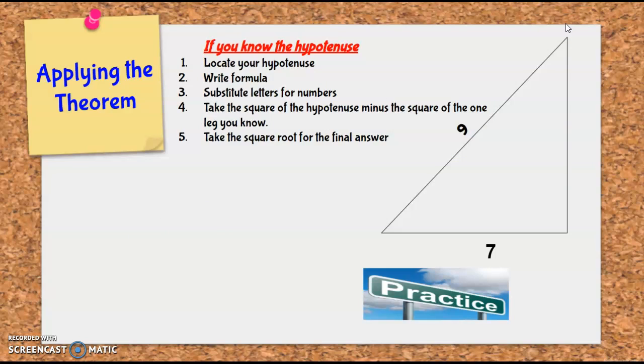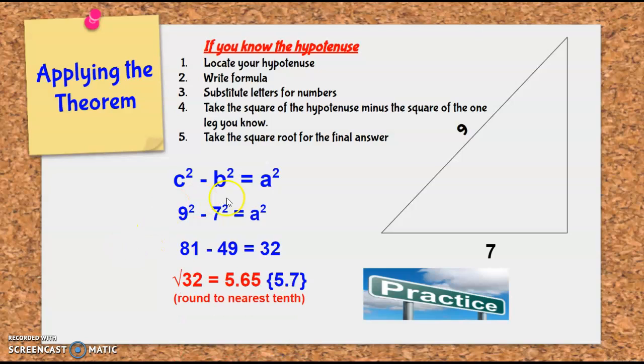The second portion of applying the theorem is if you know the hypotenuse. You will first locate your hypotenuse. In this case, your hypotenuse is 9. Okay. Then we want to write our formula. This time our formula will be c squared minus b squared equals a squared. From there, you will substitute your letters and numbers, take the square of the hypotenuse minus the square of the one leg you know, and then take the square root of the final answer.